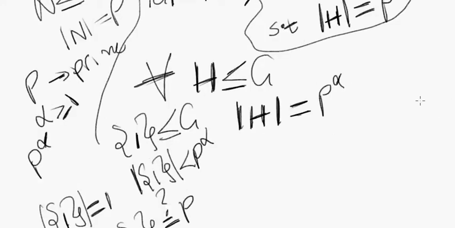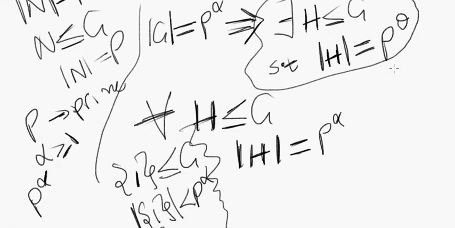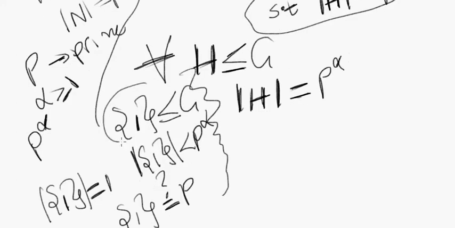So could we perhaps restrict what we are doing here? Let's think about what if the consequence were not true. What if we actually had some subgroup of G whose order was p to the theta? Actually, suppose that the consequence was not true. That is, there is no subgroup of G whose order is p to the theta, where theta is less than alpha. And suppose we're only considering subgroups which are not the identity subgroup.